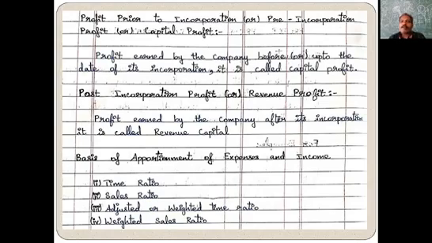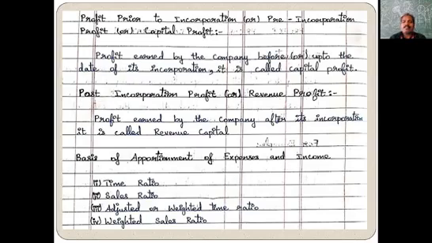So profit prior to incorporation, or pre-incorporation profit, or capital profit. The profit earned by the company before or up to the incorporation date is called capital profit or pre-incorporation profit or profit prior to incorporation. Then the second is post-incorporation profit or revenue profit. So all the profits earned by the company after its incorporation are called revenue profit or post incorporation profit.